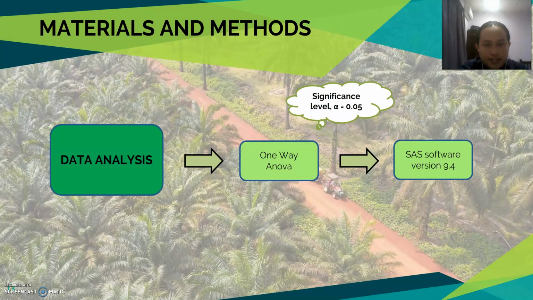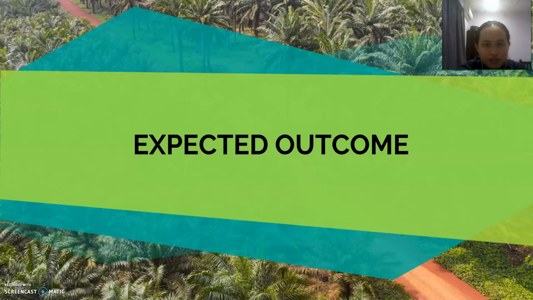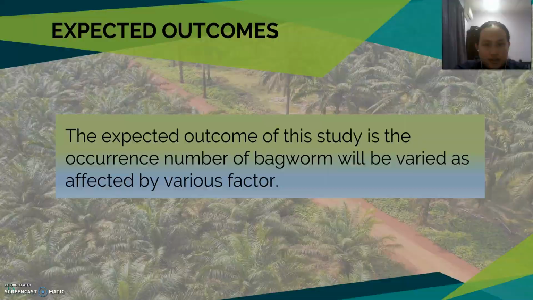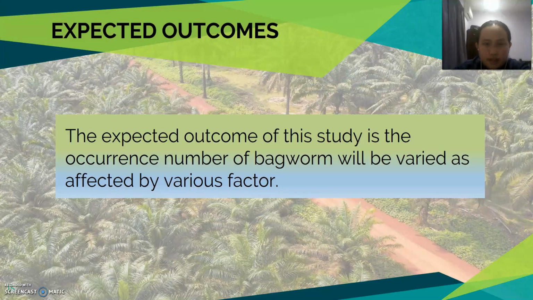For the data analysis, all data will be analyzed using one-way ANOVA and further run on the computer software SAS version 9.4 statistical software. Significance level in all cases will be set to alpha equals 0.05. The expected outcome of this study is that the occurrence number of bagworm will vary as affected by various factors.